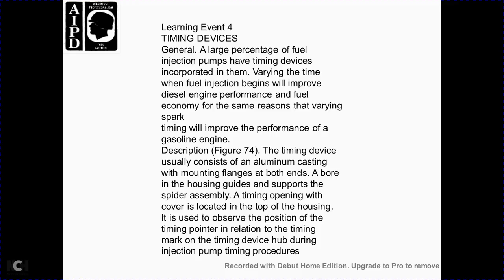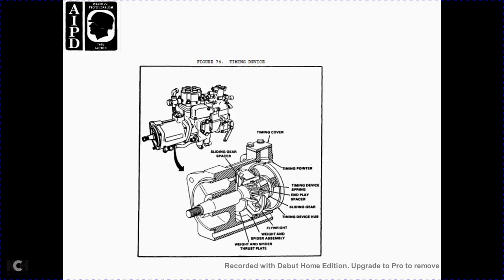Description. Figure 74, the timing device usually consists of an aluminum casting with a mounting flange, with both ends of the bore housing supporting the spider assembly. The opening of the cup is located at the top of the housing. You can observe the position of the timing point in relation to the timing mark of the timing device hub during the injection pump timing procedure.